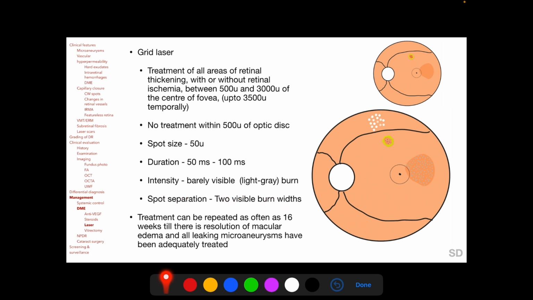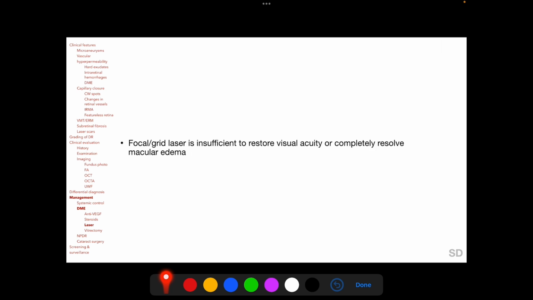Focal or grid laser can be repeated as often as 16 weeks till there is resolution of macular edema and all leaking microaneurysms have been adequately treated. As we have discussed, in comparison to anti-VEGF injections, focal and grid laser is insufficient either in restoring visual acuity or completely resolving macular edema, and this is very important to remember.